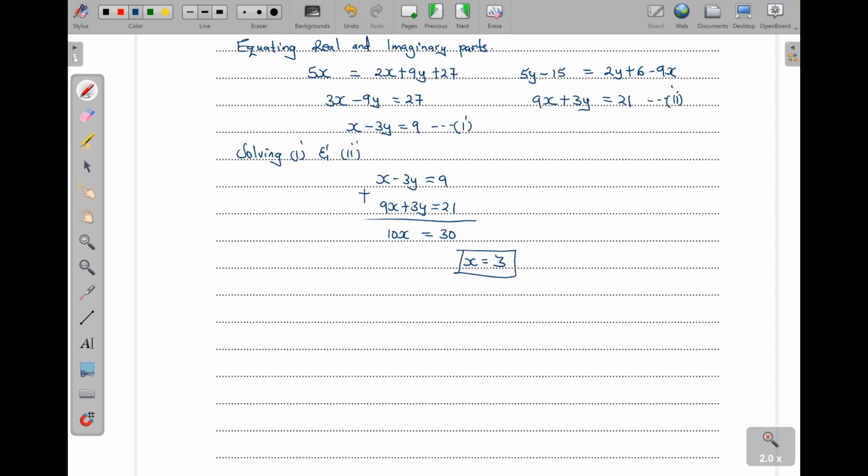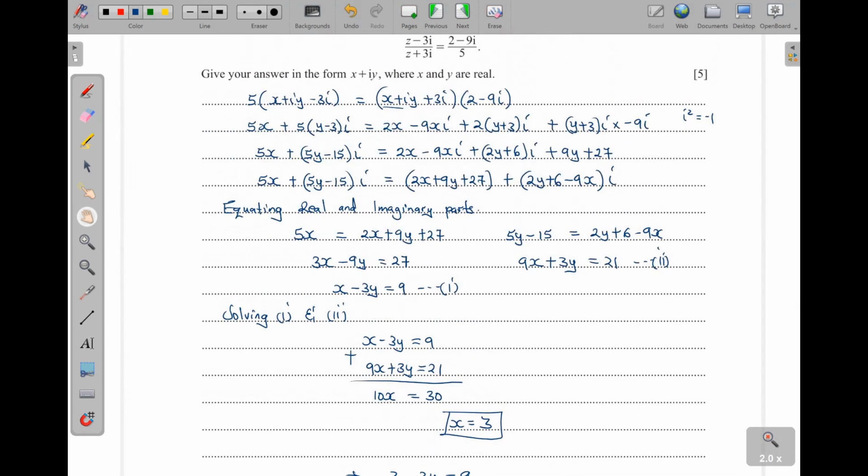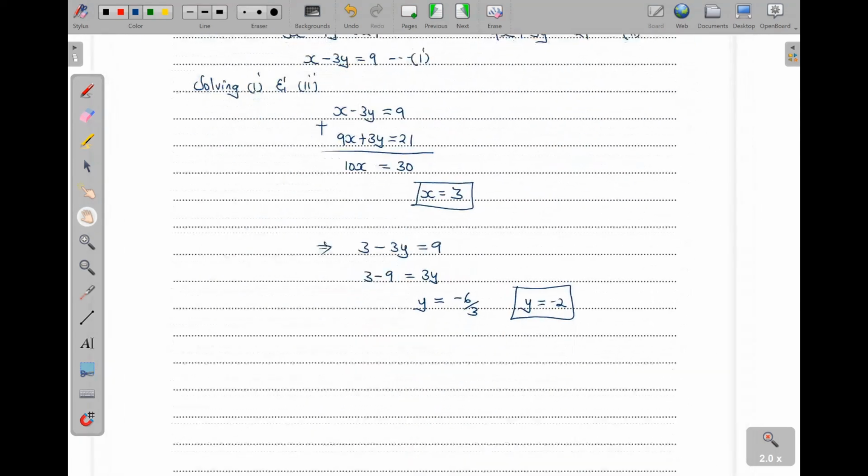Then we can either substitute here or into this one to get the value of y. So by using equation 1, I will have 3 minus 3y, which is equal to 9. So bring this 9 here, it will become a minus. So 3 minus 9 is going to be equal to 3y. So meaning y shall be equal to negative 6 over 3. So y becomes a negative 2. Okay. So this simply implies that our z is going to be equal to 3, then minus 2i, just like that.